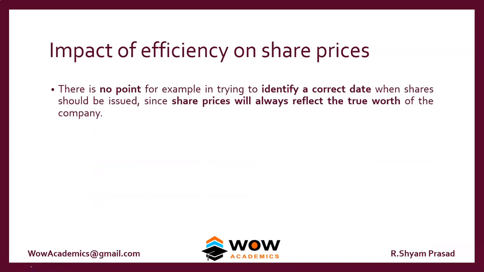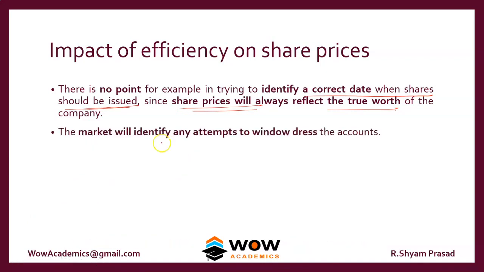There is no point, for example, in trying to identify a correct date when shares should be issued. So whenever the company is trying to issue shares, they don't need to worry about the timing, the date or anything like that, because if it's a really good share, there are investors who know its real worth and they will come and buy the shares. If the company is not a good company, then whatever time we sell the share, still we can't make money. The market will identify any attempt to window dress. So if a company is trying to manipulate or cheat, the market will understand it.